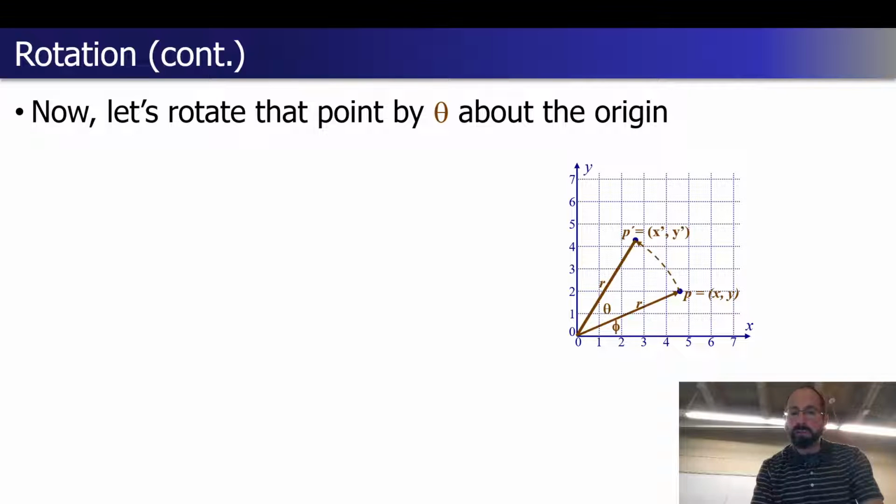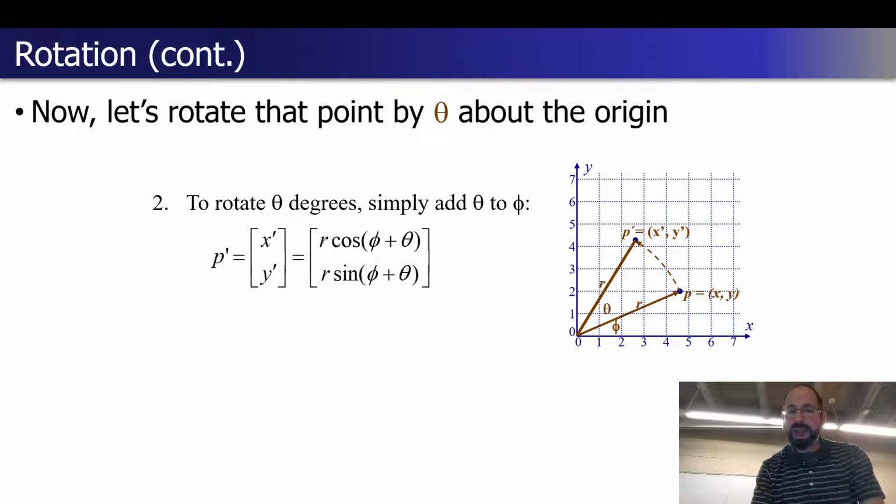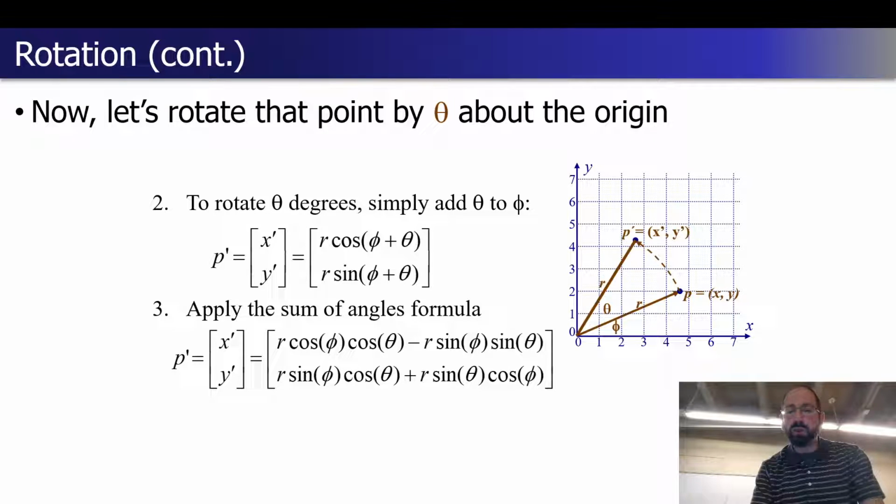When we rotate around the origin, we have a new angle that we're calculating here. So we add that angle to our original angle here, use the sum of angles formula, which looks really complicated, but that's something that you may have learned in a trigonometry class, where if we have r cosine phi plus theta, it's equal to r cosine phi cosine theta minus r sine phi sine theta.